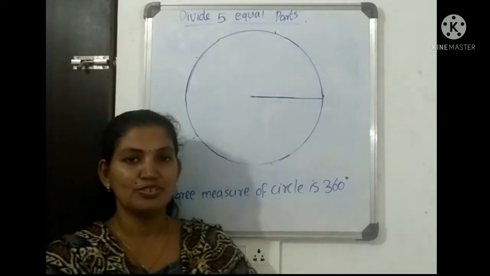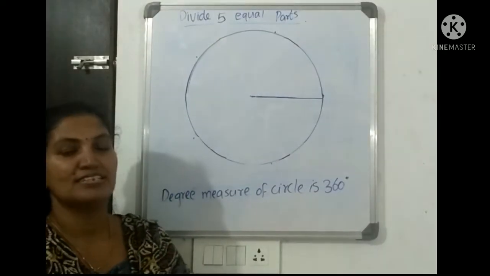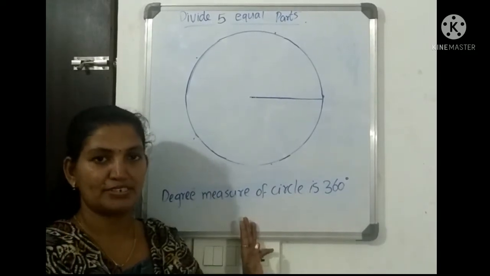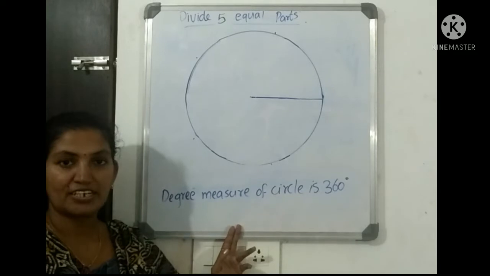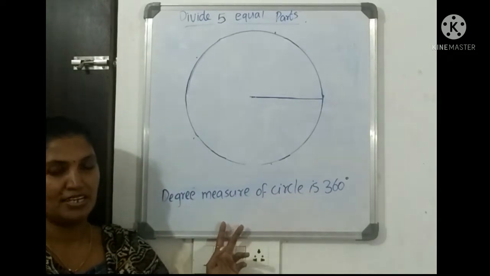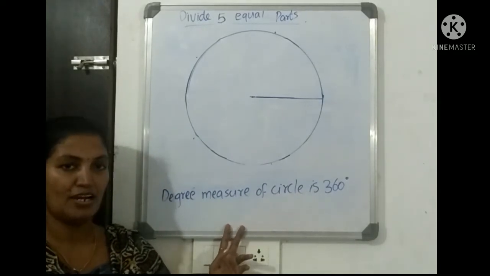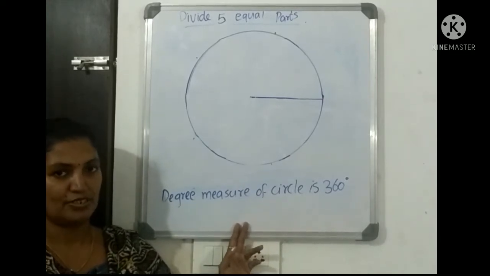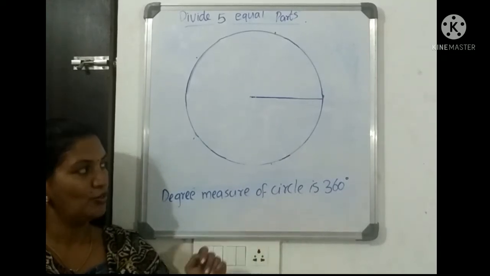Today we are going to do circle division. Circle division means dividing a circle into equal parts. How to divide a circle using a protractor. In fifth class we studied how to divide a circle into equal parts using set squares. Do you remember that? Okay.